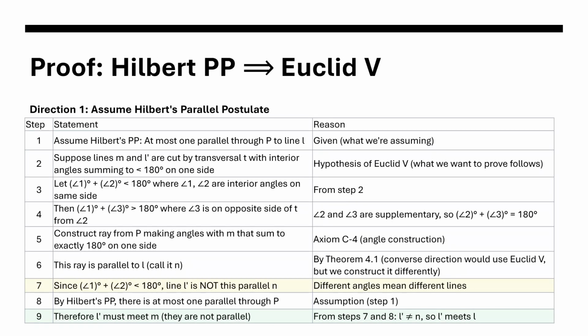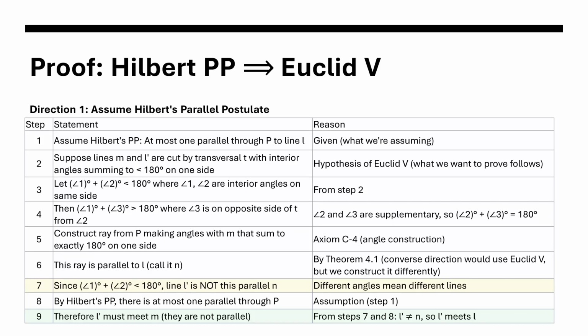So here is the proof that Hilbert's parallel postulate implies Euclid's fifth. Step one: assume Hilbert's parallel postulate, at most one parallel through P to line L. That would be our given of what we are assuming, so this would be our starting point.